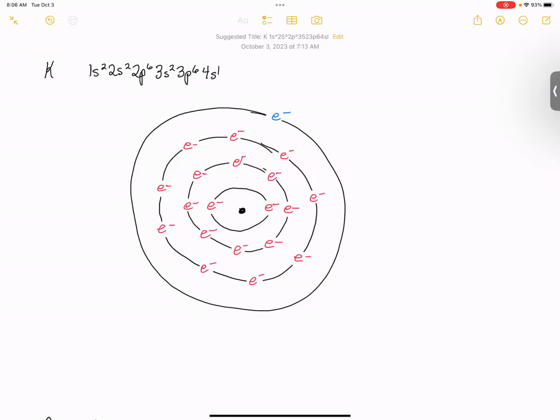Okay, so I'm going to actually start out with doing some more Z-effective calculations because those Z-effective calculations play into our discussion, which is going to be atomic size and ion size.